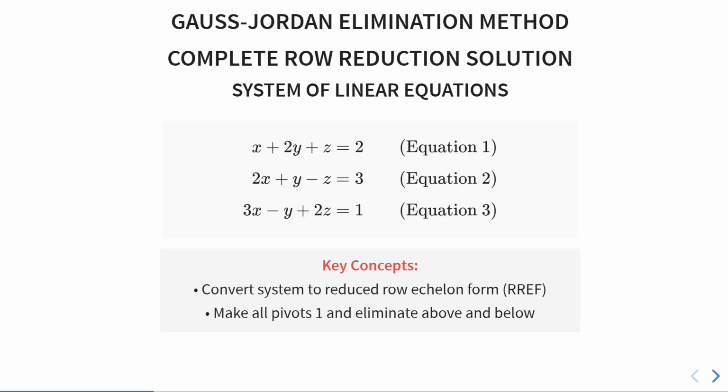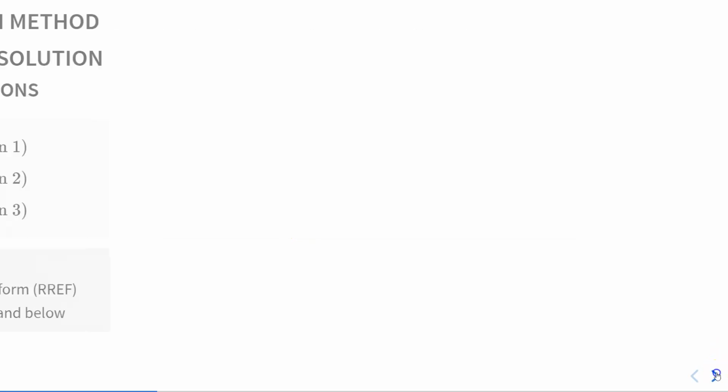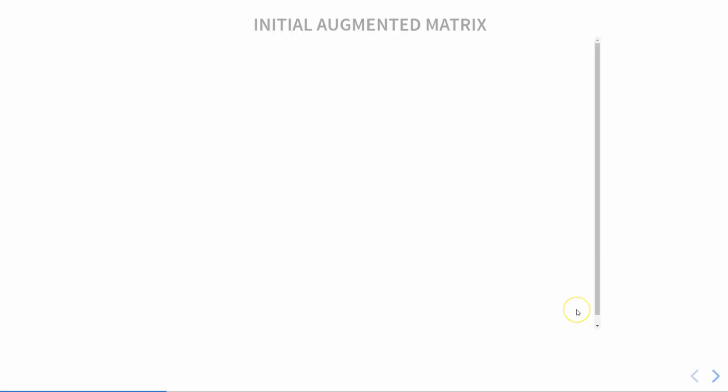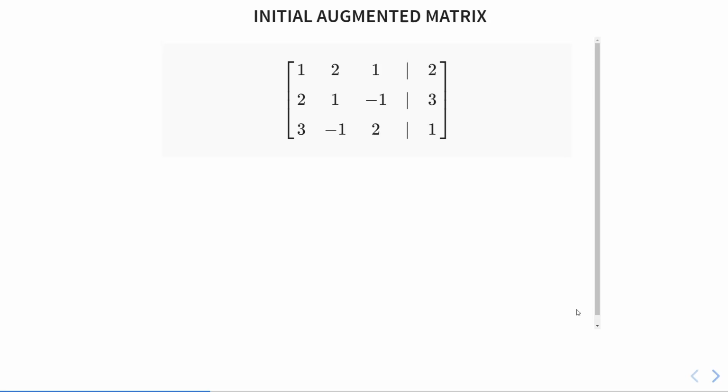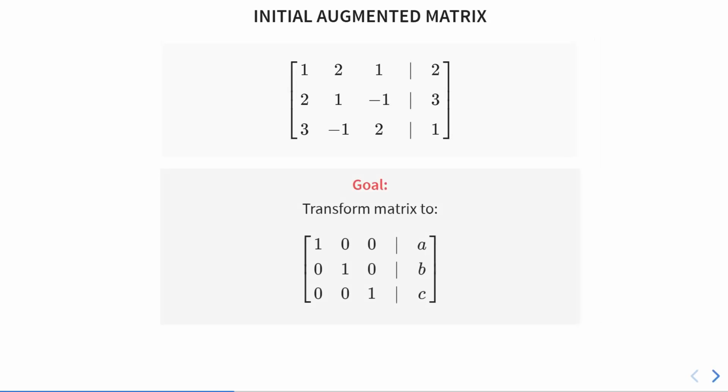So here is the key concept. First convert the system to reduced row echelon form, that is RREF, and then make all pivots 1 and eliminate above and below. So first I'll make the augmented matrix. So here is the augmented matrix. From these equations I make the initial augmented matrix.